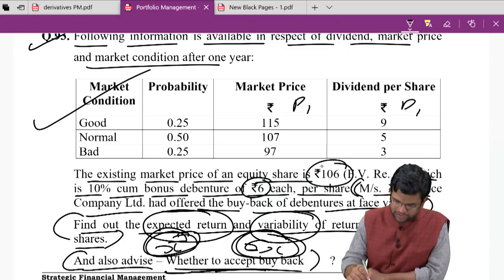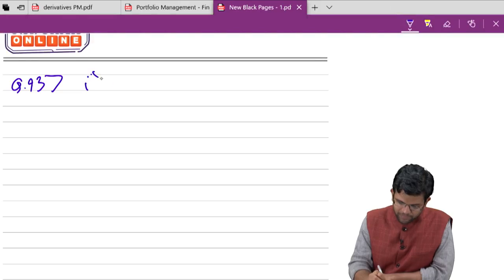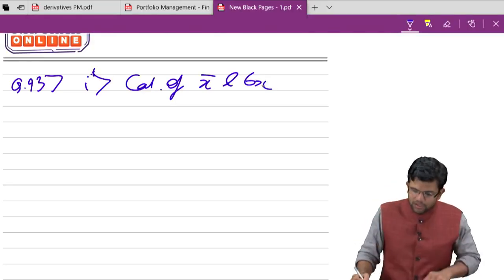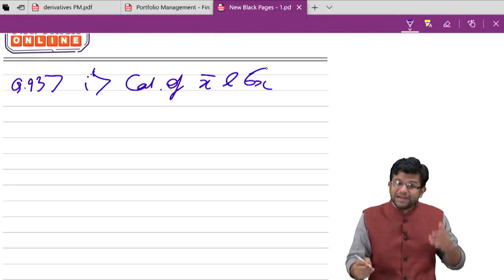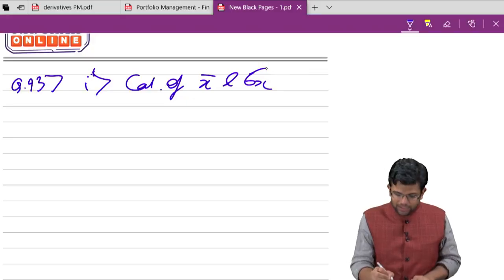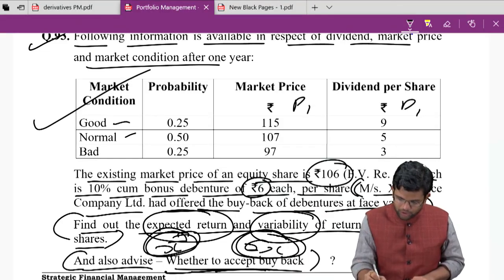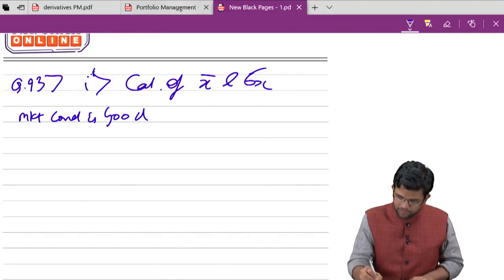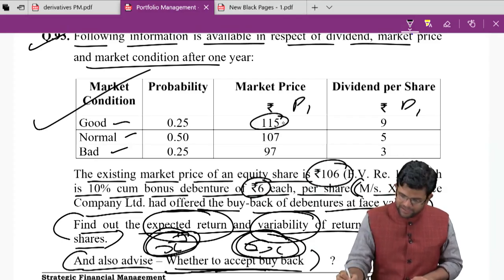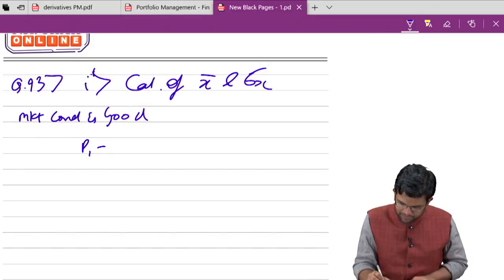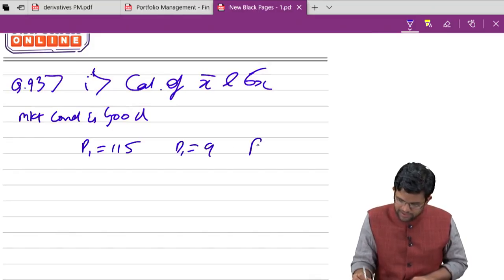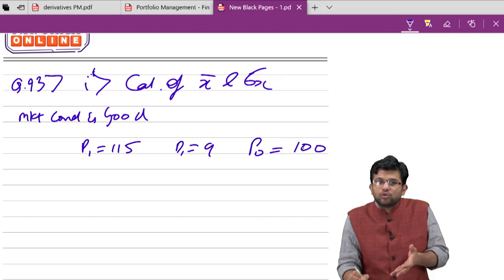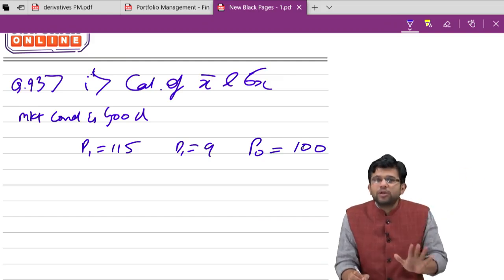Ready? So let's start. So question number 93, first part, students, calculation of X bar and sigma X. For that I will need the 3 possible levels of X, correct? Students, what are the 3 market conditions? Good, normal and bad, correct? So if the market condition is good, tell me what will be P1? P1 will be 115, correct? D1 will be 9. So I'll write down here P1 is 115, D1 is 9, P0 obviously is 100. Don't take the 6 rupees, correct? 6 rupees is the value of the debenture. We are only looking at the equity share.